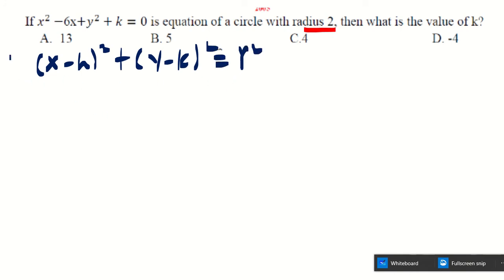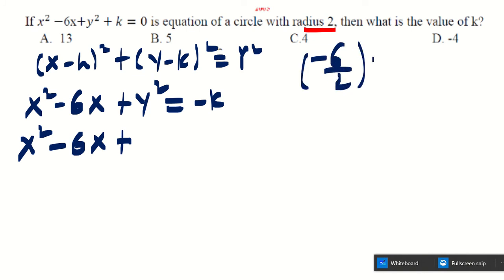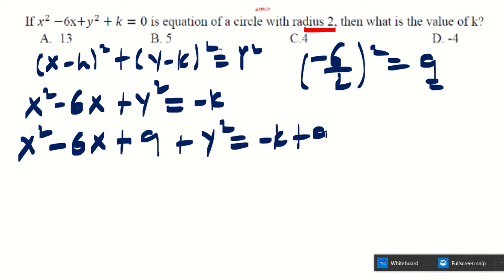R is given. To write that, we have to rearrange the left side. The constant has to be shifted. So x squared minus 6x plus y squared is equal to negative k. The y is alone, so we are not going to do anything with it. But x squared minus 6x, we need to apply the completing the square method. So x squared minus 6x plus half of negative 6, or negative 6 over 2, squared, which is 9. 9 will be added to both sides: plus 9 plus y squared is equal to negative k plus 9.